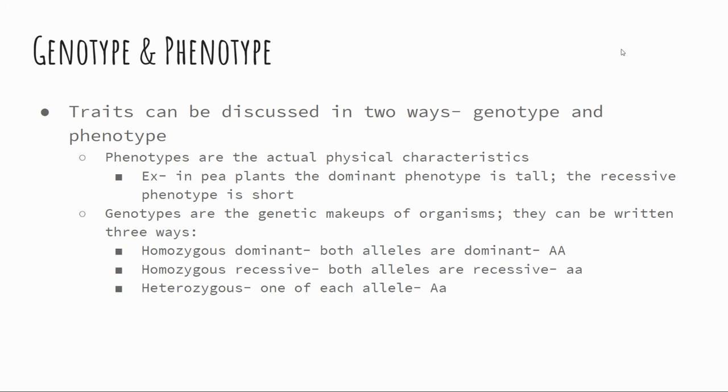Genotypes are the genetic makeup, okay, the genetic code. So whether it's homozygous dominant, which is two capital letters, homozygous recessive, or heterozygous, which is one of each of the alleles, a dominant and a recessive allele.